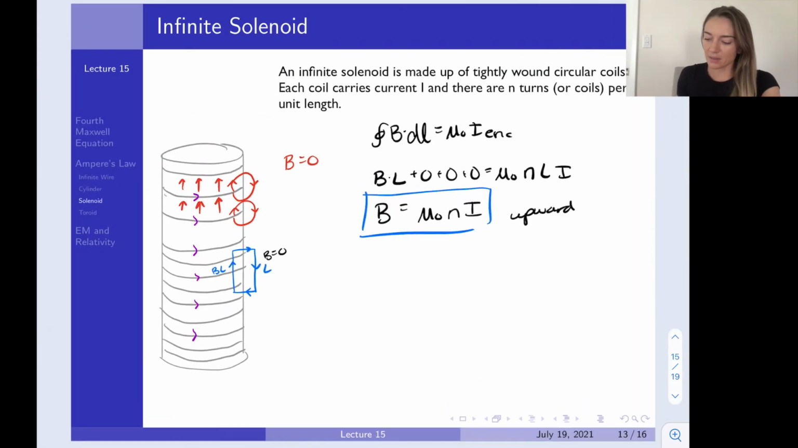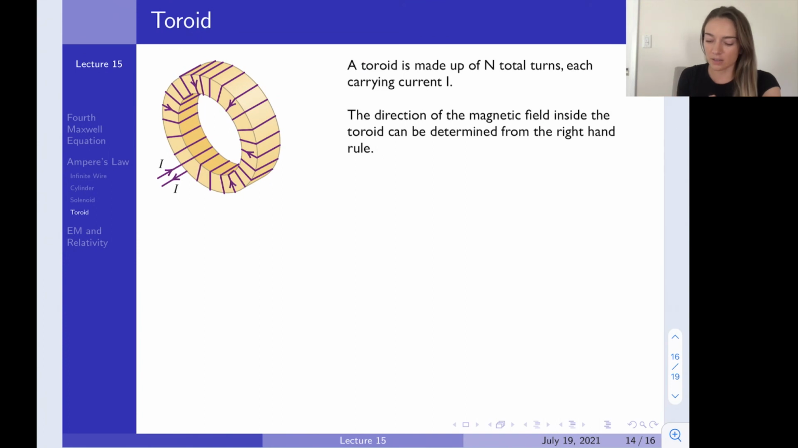All right, now let's move on to our final symmetrical configuration where we're going to be using Ampere's law. This is called a toroid, and a toroid is basically a solenoid. Let's say you have a finite solenoid, you just connect the two ends so that it creates a donut shape out of your solenoid. That's all a toroid is. So you can see here, it just looks like a solenoid that's been bent in on itself.